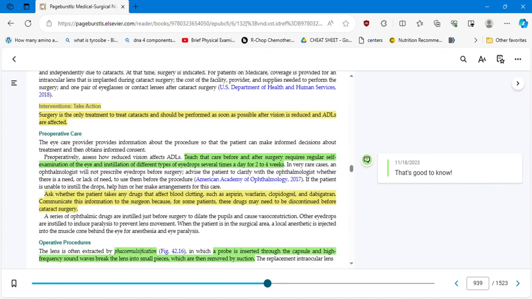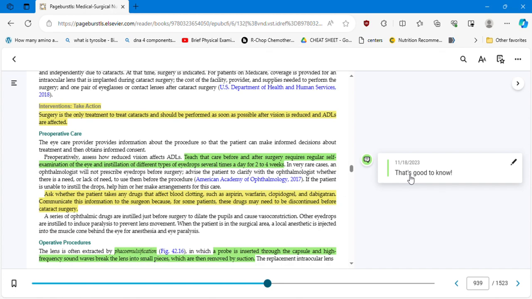Interventions, take action. Surgery is the only treatment for cataracts and should be performed as soon as possible after vision is reduced and ADLs are affected. Teach that care before and after surgery requires regular self-examination of the eye and instillation of different types of eye drops several times a day for 2 to 4 weeks. That's good to know. That's pre-operative nursing care.